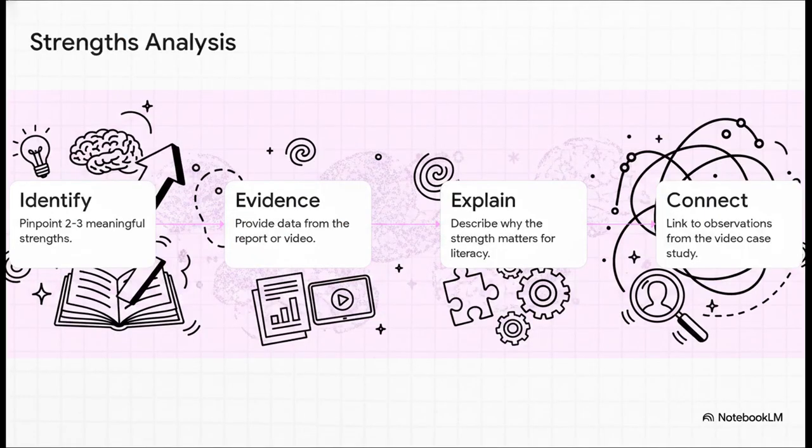Next up is the strengths section. Here, you're taking what we call an asset-based approach. All that means is you start by focusing on what the student can do. The formula is simple. Identify a strength, back it up with hard data from the report or something you saw in the video, and then explain why that skill is such a valuable part of their literacy puzzle.